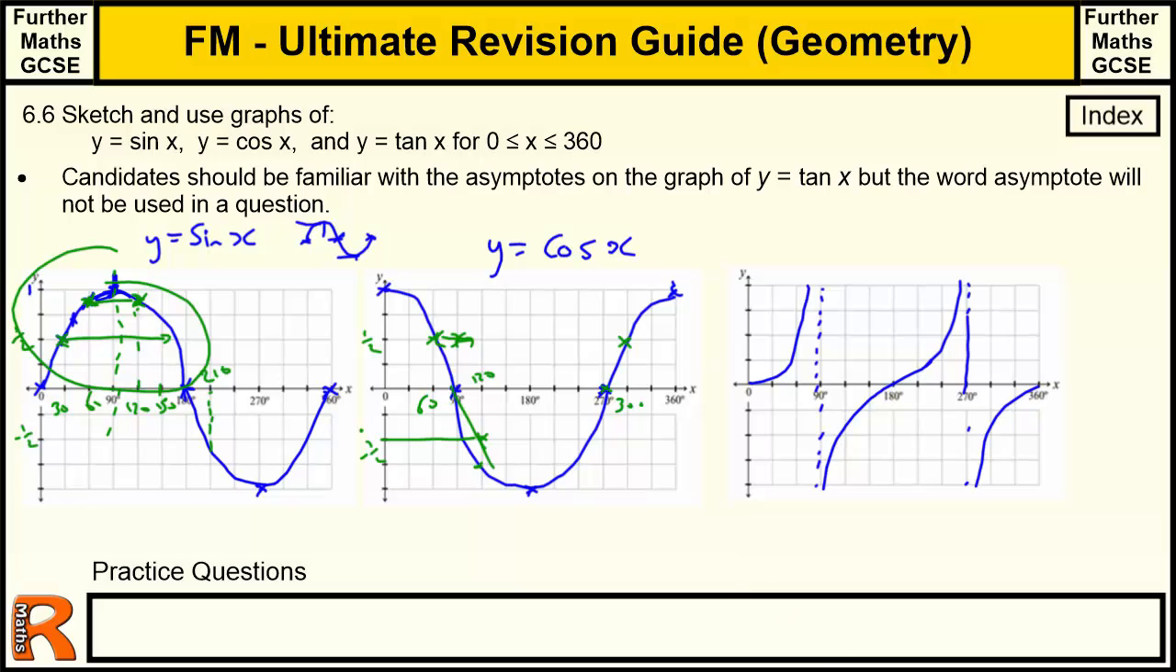The tan graph has similar sort of symmetry. So these values here for 60 degrees is going to be the same but negative for 120 degrees. These values repeat every 180 degrees, so this value for 60 would be the same as this value for 240. So lots of things that you need to be aware of for these curves. Let's have a look at some questions.